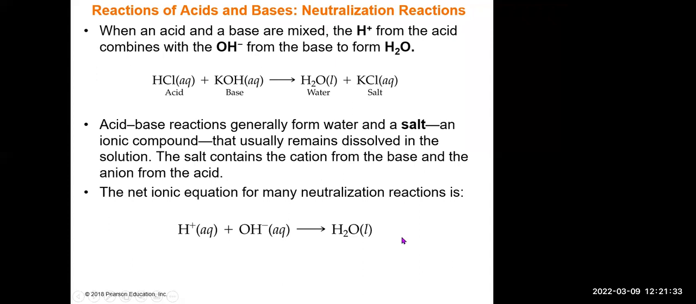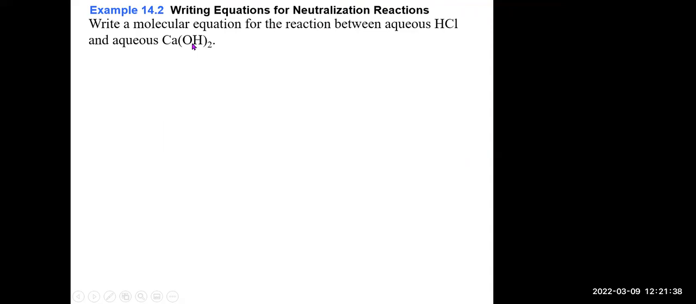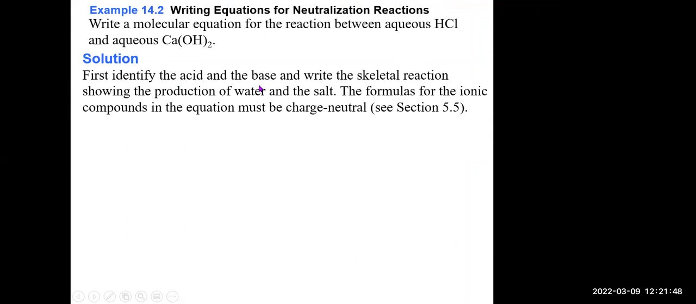Okay, so writing an equation for a neutralization reaction: write a molecular equation for the reaction between aqueous HCl and aqueous Ca(OH)2, calcium hydroxide. For the solution, you first identify the acid and the base and write the skeletal reaction showing the production of water and the salt. The formulas for the ionic compounds in the equation must be charge neutral, as we saw in section 5.5. So we write HCl because that is the given reactant, so that's the acid. Ca(OH)2 aqueous is our base.